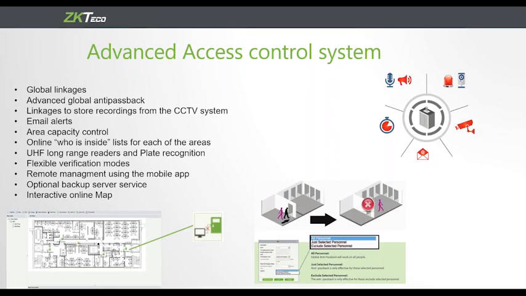But ZKBioSecurity is able to solve this, because there's one feature that is the background verification. So the verification, at least at the end, is done by the server. So the server sees the whole system like a global system. There's no problem to have different anti-passbacks between doors that don't belong to the same controller. The same happens with a linkage. I can have a linkage input in one controller, and this can affect the whole system.